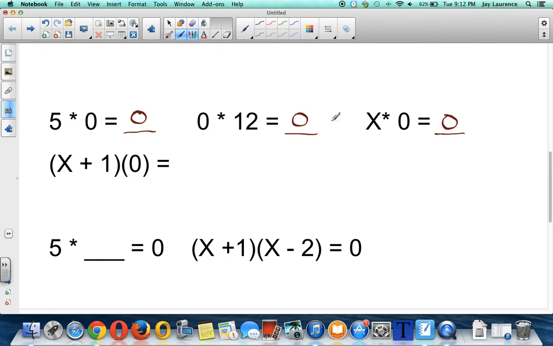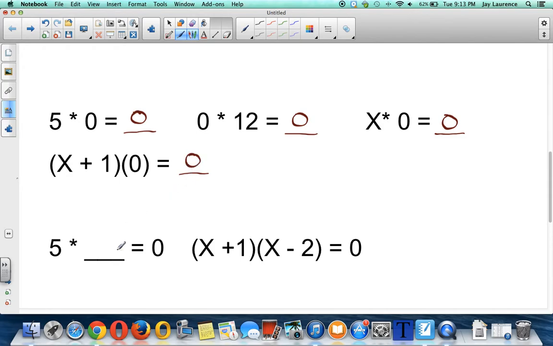Whenever I multiply any number by 0, I get 0 for an answer. And I'll show you why that's so important in just a minute. Okay, I've got the quantity of x plus 1 times 0. What do you think, Morgan? Are you thinking 0? Yeah, you're pretty smart.